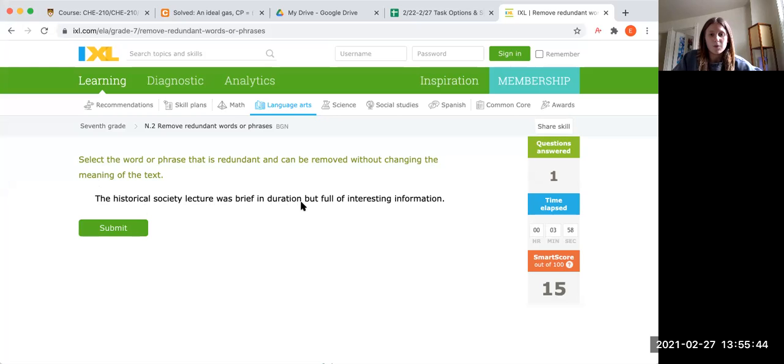What I can tell here is that we don't need the phrase in duration, because if I'm saying the Historical Society lecture was brief, I know that that's referring to the time, so I don't need to say in its duration. So that's what we're going to remove. That one honestly was a little bit trickier for me because I probably make mistakes similar to that. You can see how it can be hard to pick out, but I think the sentence flows so much better without that.